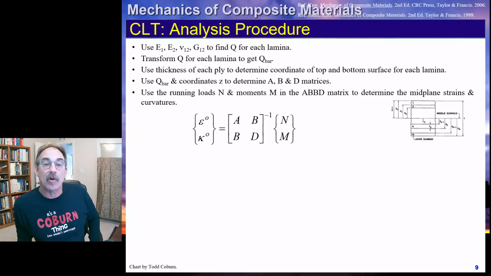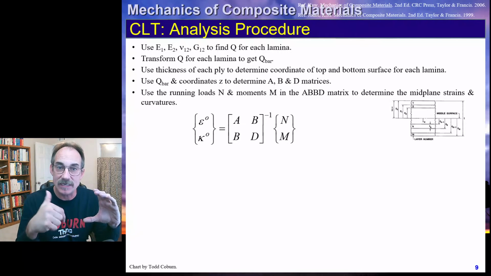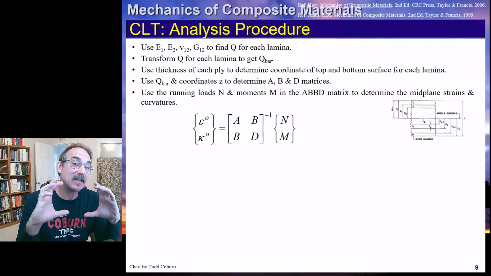This is a little slide that walks us through the solution procedure. We're going to get the properties of each lamina. We're going to use those to calculate Q. We then transform Q to get the Q bar. Those two steps were not shown in this video because we were assuming we'd already done that using our earlier material. We're going to use the thickness of each ply to determine the top and bottom of each lamina, remembering that we have a positive Z defined downward from the midplane of the laminate.